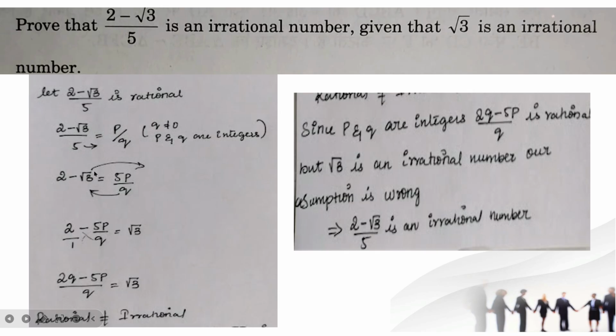See, root 3 is in minus sign. So what I am doing, I am switching the position. Root 3 I am bringing this side. It will become positive root 3. And this 5p by q is in positive. When it goes that side, it will become negative.